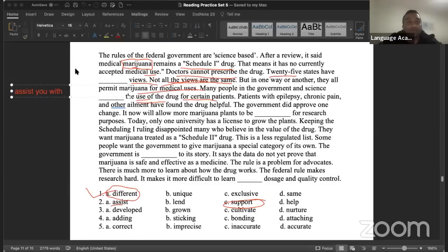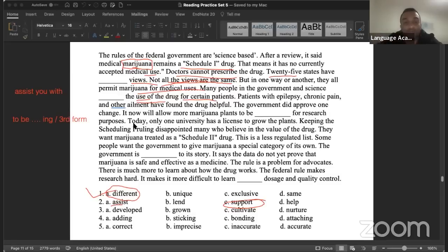Remember this rule. I think we have discussed that whenever you have "to be" or only "be", either you will put ing or you will put ed, the third form of verb. When your sentence is in the passive voice, you put the third form of verb. Whenever it's in the active voice, you will use the ing form. You're absolutely right. You will use the third form of verb over here. So it now will allow more marijuana to be dash for research purposes.